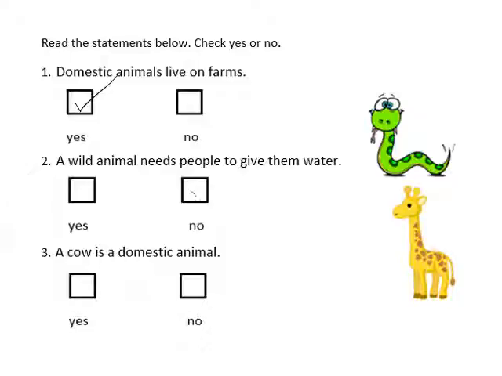No. Does the wild animal need someone to give them water? Do they find it themselves? They find it themselves, or they search for it themselves. Number 3, Tiam. A cow is a domestic animal. Excellent. Is a cow a domestic animal? Yes. So that means it needs people in order to live.